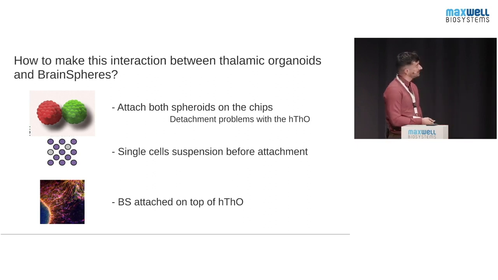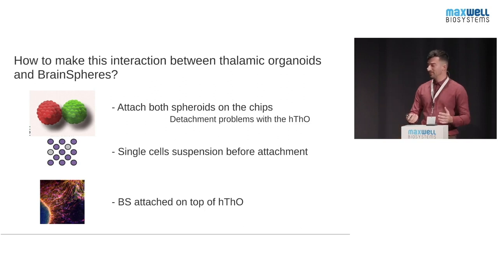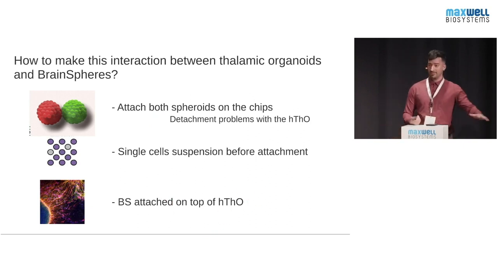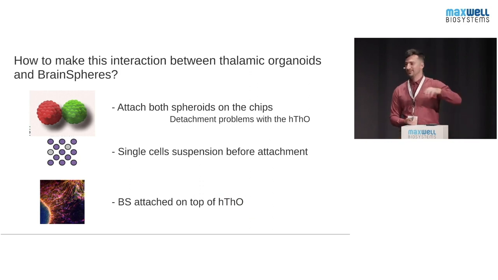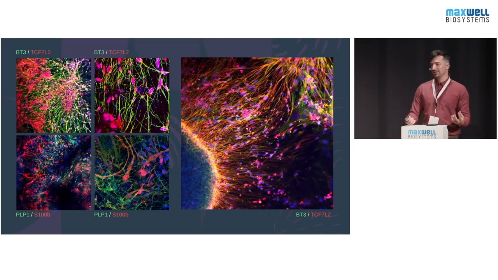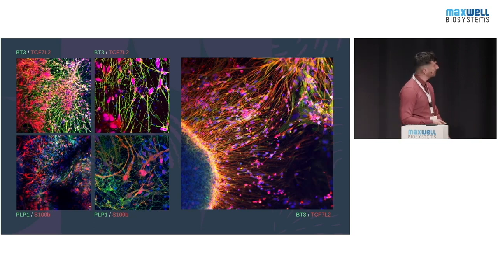So then we tried to make single cell suspensions of both. We dissociated the thalamic organoids and the brain spheres, and then we put them together. The other approach was to dissociate the thalamic organoids and make kind of a carpet, a monolayer of these cells, and then put the brain spheres on top and try to measure the electrical activity. Here I just show some pictures of how it looks when we dissociate, because we were also worried that if we dissociate the organoids, it's going to be a complete disaster, all the cells are going to die and so on. But Moji has a really nice protocol, and we were able to obtain quite nice cultures after we dissociate them.